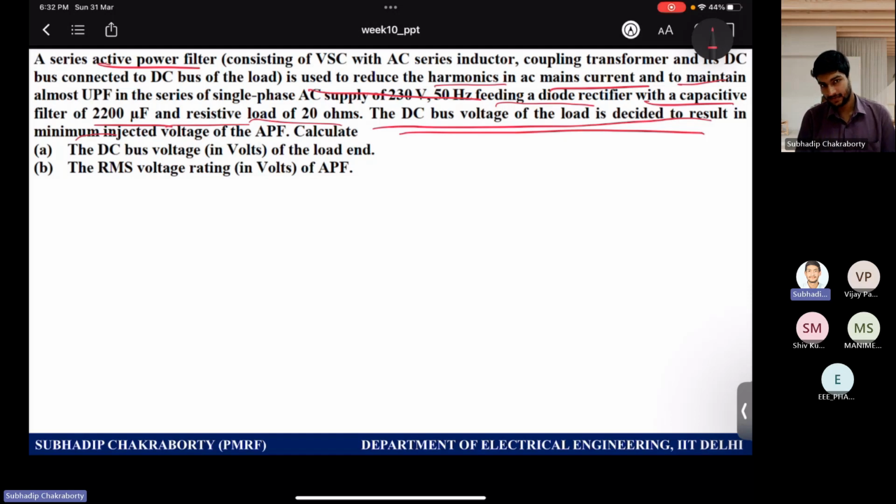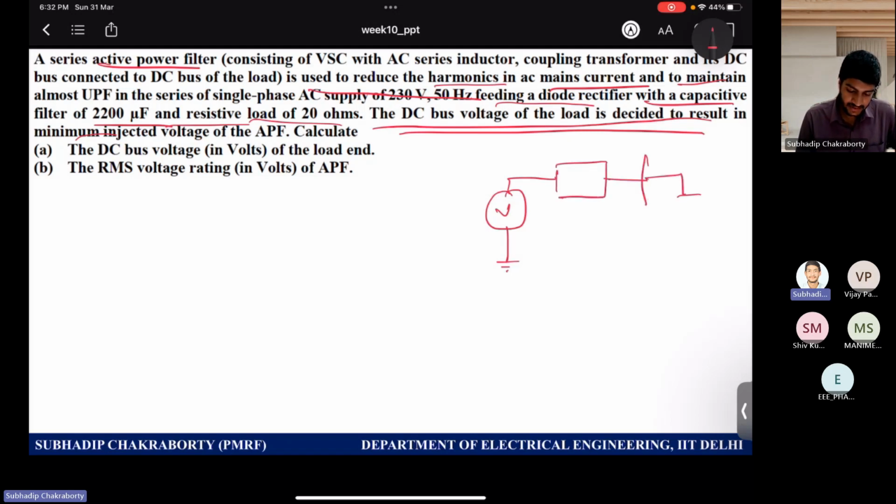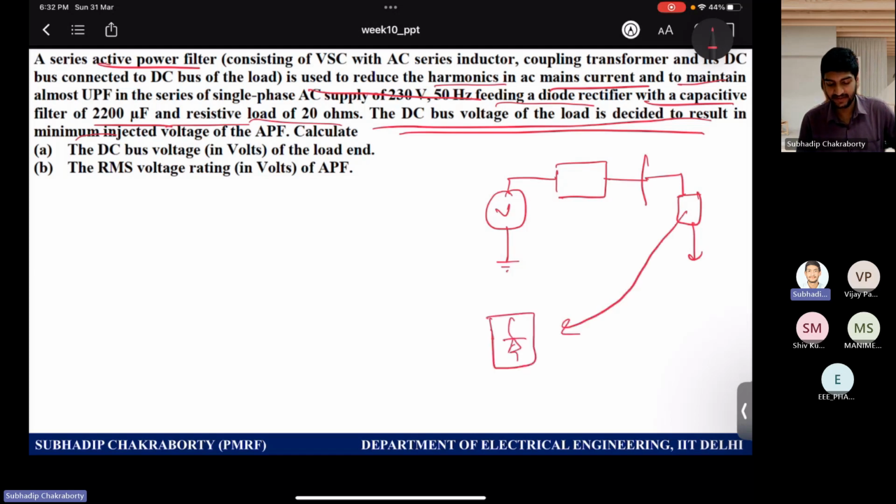So the problem is asking you now, your application is fixed: you have this single phase AC mains, no source impedance is given, you don't have to consider it. Then you have this APF and then you have the load point. In the load, you have a diode bridge rectifier connected to an RC load. So this was the capacitor, 2200 microfarad, and this is 20 ohms. So this is the application.